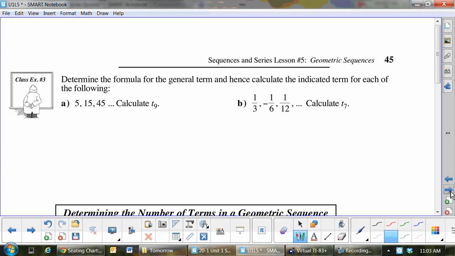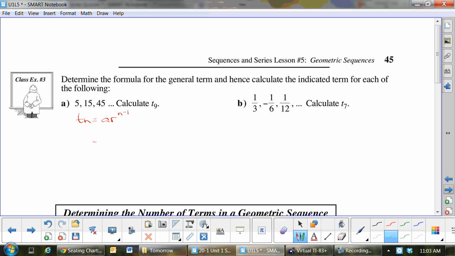We got 5, 15, 45. It says find T9. Now, remember what I've always said: don't go looking for stuff until you know what you're looking for. People like to just jump into it, and I'm like, do you even know what you're looking for? They're like, N? It says T9, so they tell you 9 terms. Why are you looking for N? It's right there. You're not looking for N. So, write down your formula: A, R to the n minus 1. Do I know Tn? No. That's what I'm looking for.